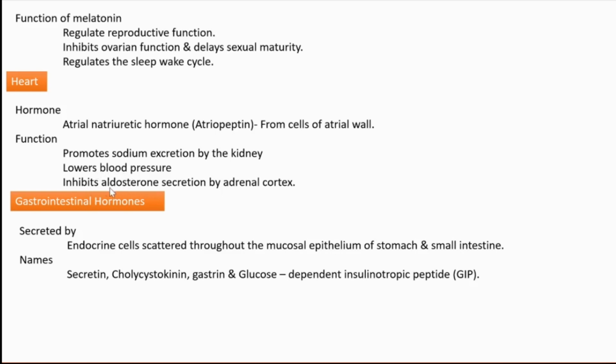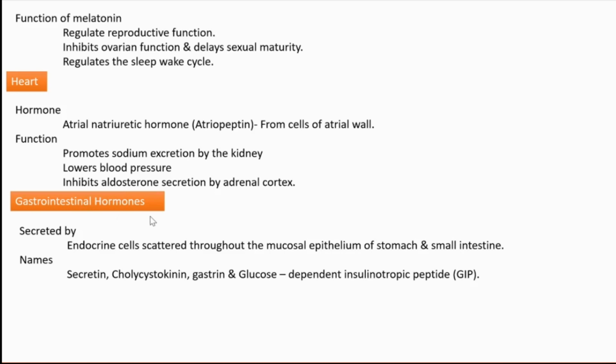And it also inhibits aldosterone secretion by the adrenal cortex. Aldosterone is concerned with increasing the blood pressure. So they are antagonistic in action. Which are antagonistic? This hormone and this one. This one lowers blood pressure. This one raises the blood pressure. That's why there is a need for this hormone to inhibit the secretion of aldosterone.